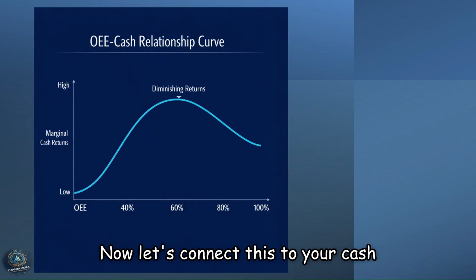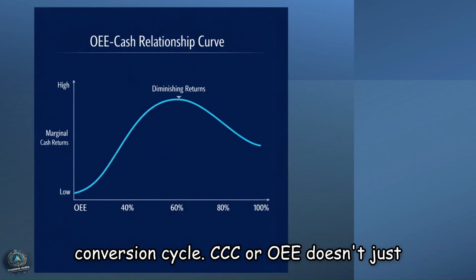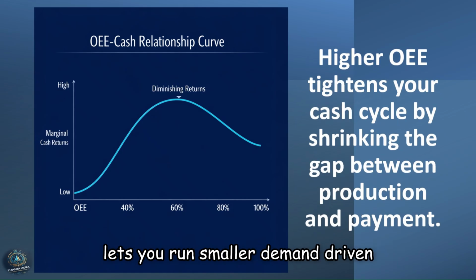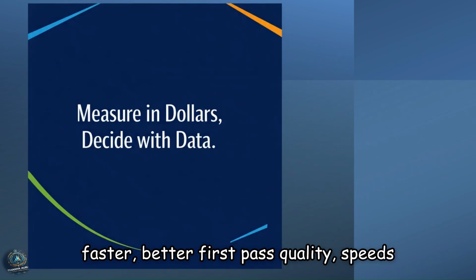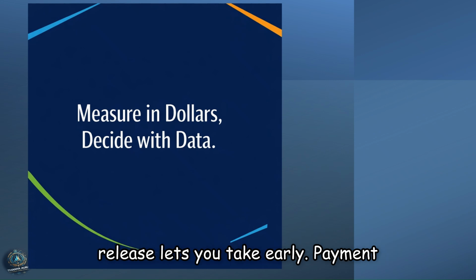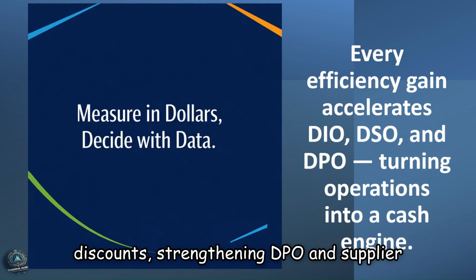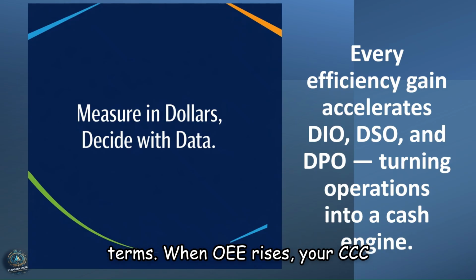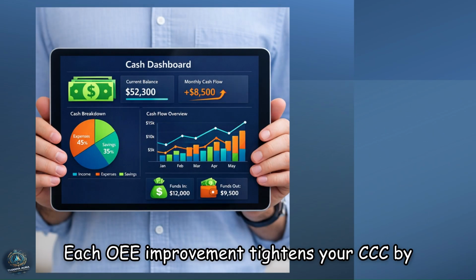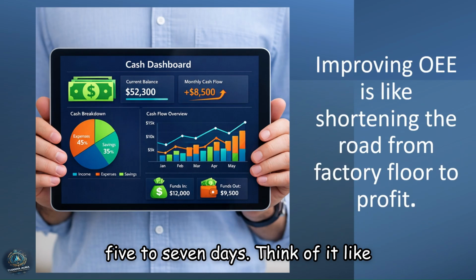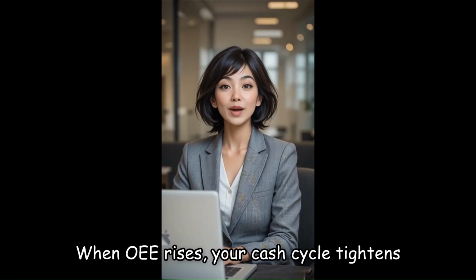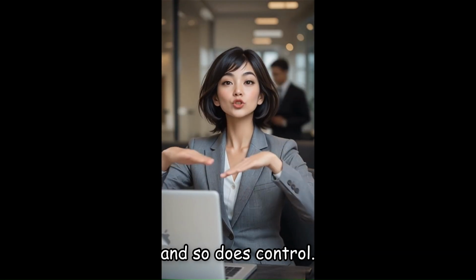Now, let's connect this to your cash conversion cycle. CCC or OEE doesn't just improve efficiency, it tightens your entire cash conversion cycle. Higher OEE lets you run smaller, demand-driven batches, cutting DIO and freeing cash faster. Better first-pass quality speeds up billing, shrinking DSO. And the cash you release lets you take early payment discounts, strengthening DPO and supplier terms. When OEE rises, your CCC spins faster, turning production into profit sooner. Each OEE improvement tightens your CCC by 5 to 7 days. Think of it like shortening the distance between production and profit. When OEE rises, your cash cycle tightens, and so does control.